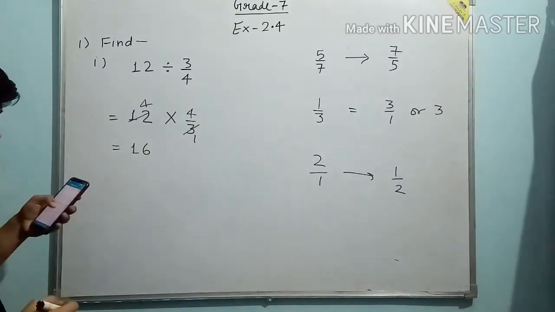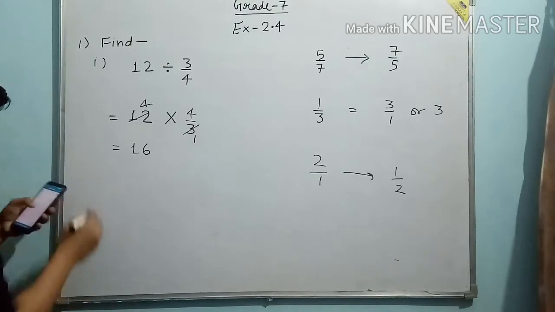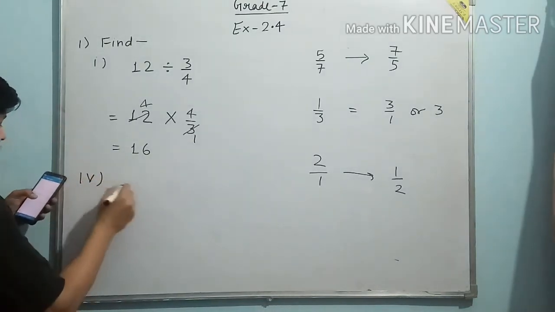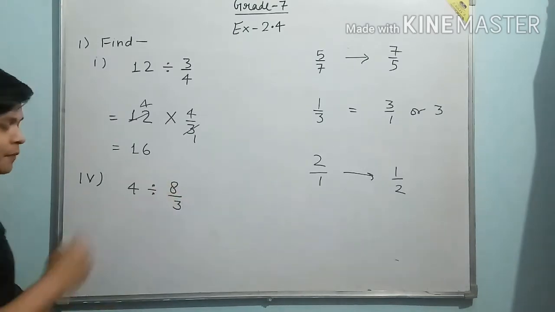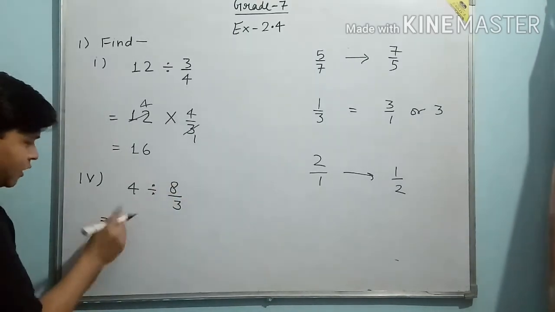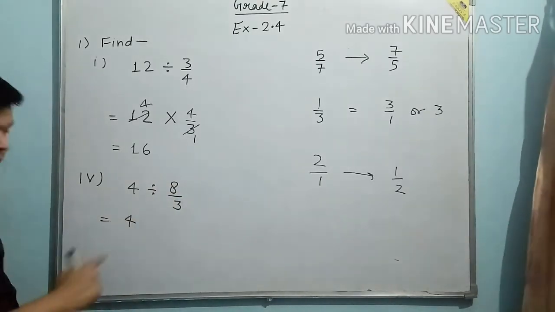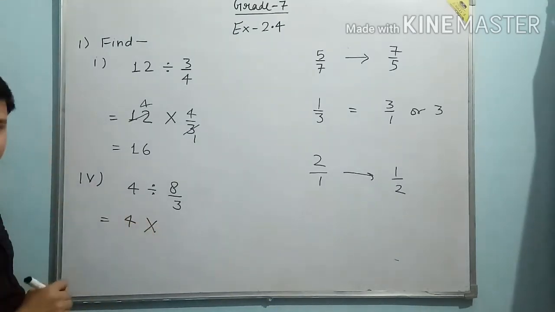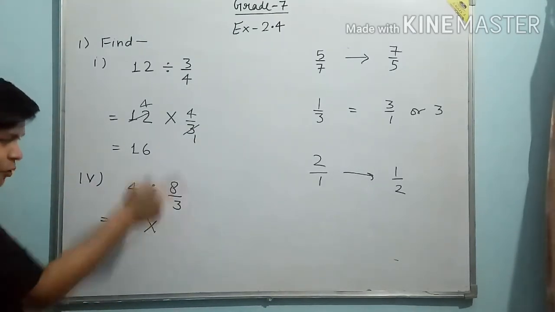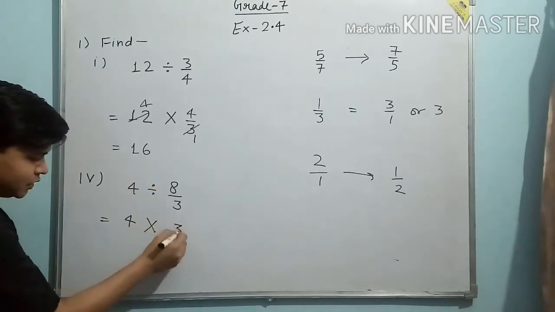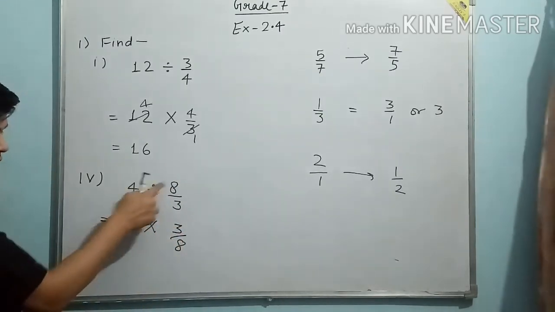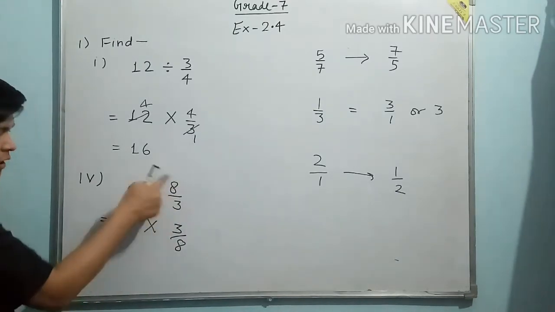Similarly, let's take another example. I am taking now its fourth part. This is 4 divided by 8 upon 3. So once again, same method. First number as it is, divide will become multiply, and here you will write down the reciprocal of 8 upon 3. So the reciprocal of 8 upon 3 will become 3 upon 8. 8 has come in the denominator, 3 has come in the numerator.